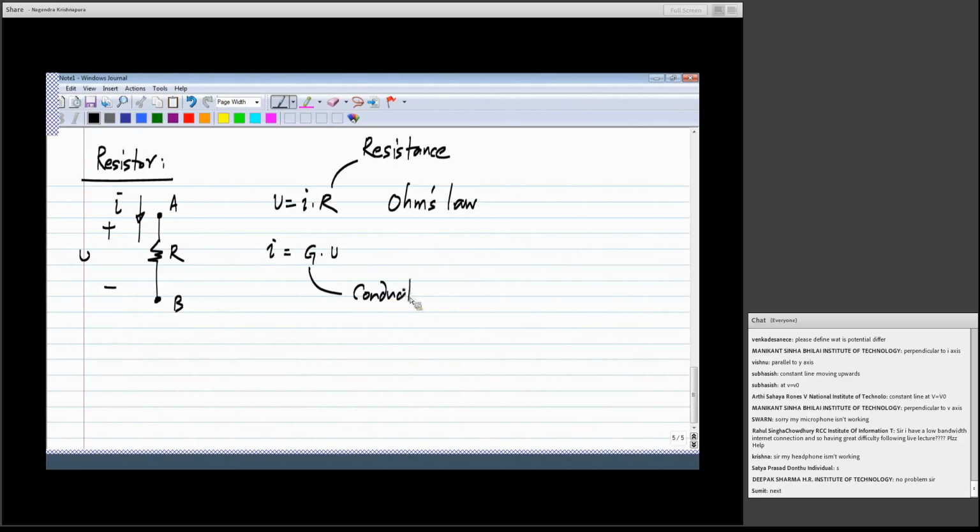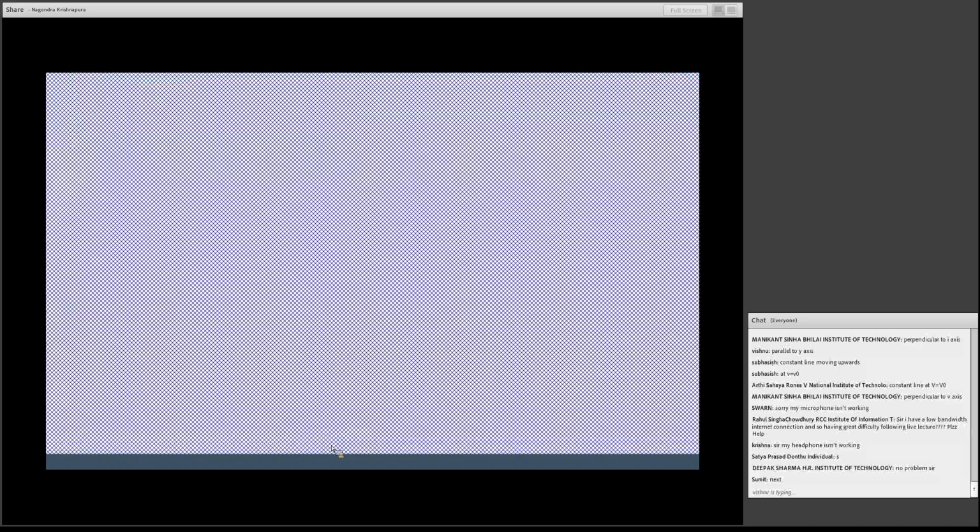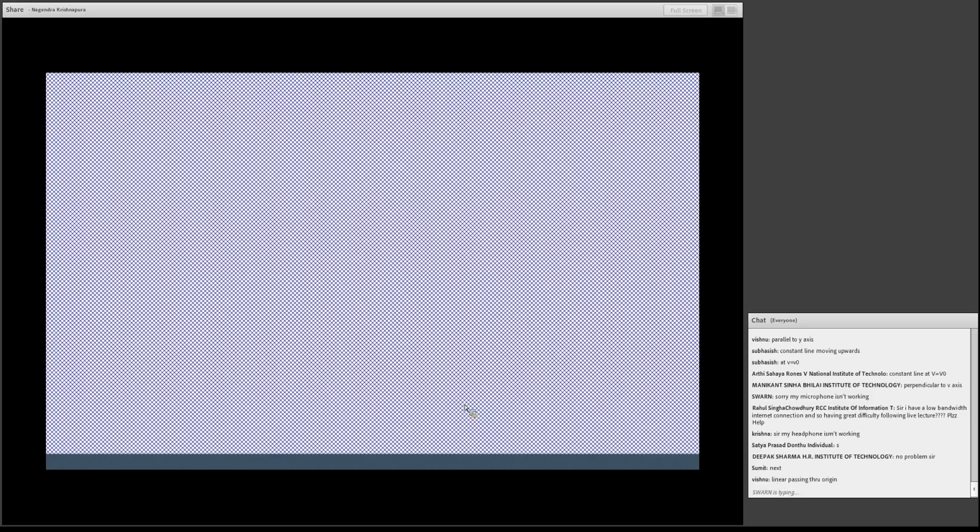Okay, if we plot I versus V for a resistor, what is the kind of plot that we are going to get? I would like some answers from participants on what is the plot that we will get if we plot I versus V for a resistor.